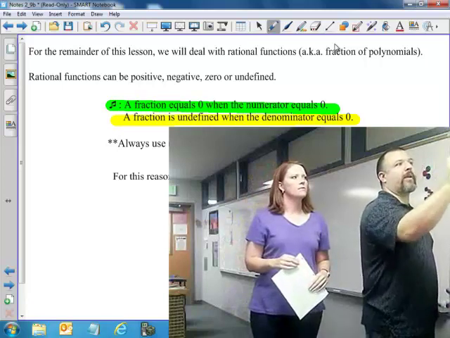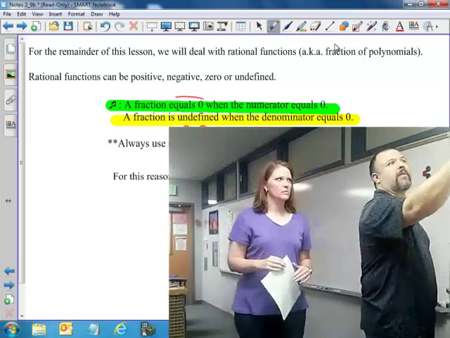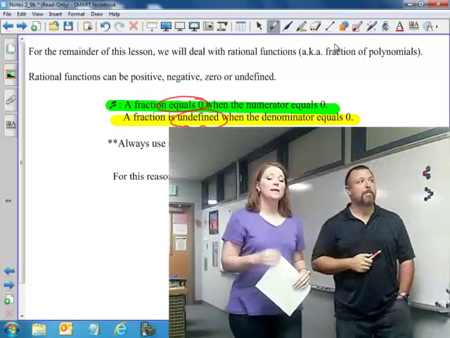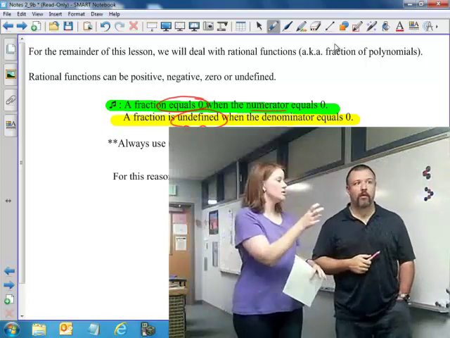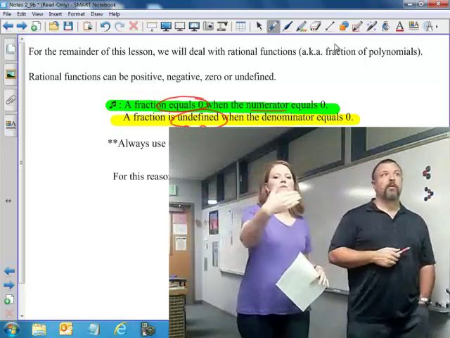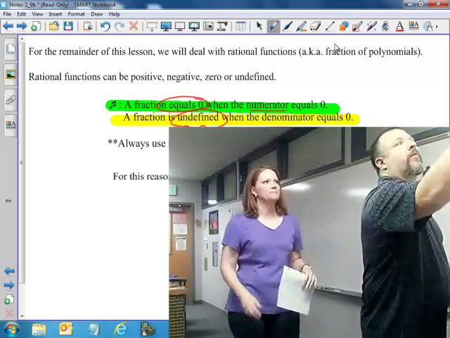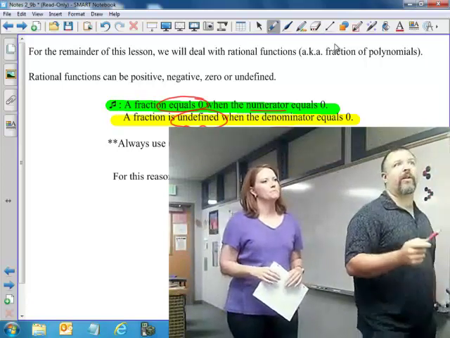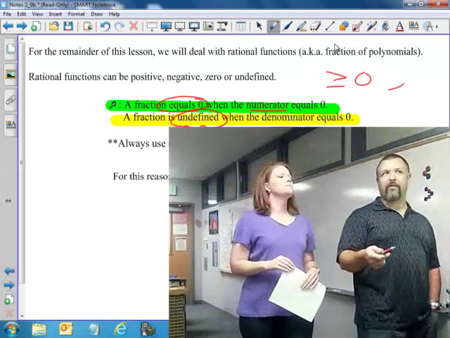And it's very, very important that you understand the difference between equaling 0 and being undefined, because it depends on which one we're dealing with. Correct. So not only are we going to have to include our zeros from our factors, but we're going to have to deal with the factors of the top and the bottom.